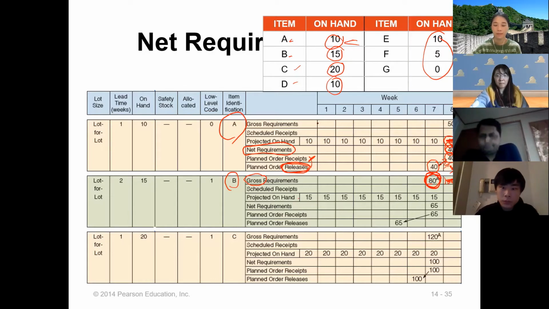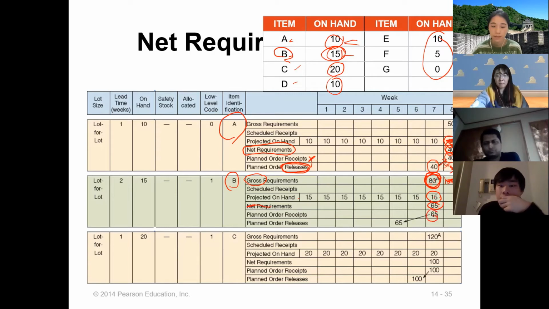Now we know we have 15 on hand. B, there is a 15 stock. So that's why you put 15 here, 15 stock. So net required is 80 minus 15, 65. 80 minus 15. Okay, so that's how you work it out. You must minus the stock in hand to get the net requirement.